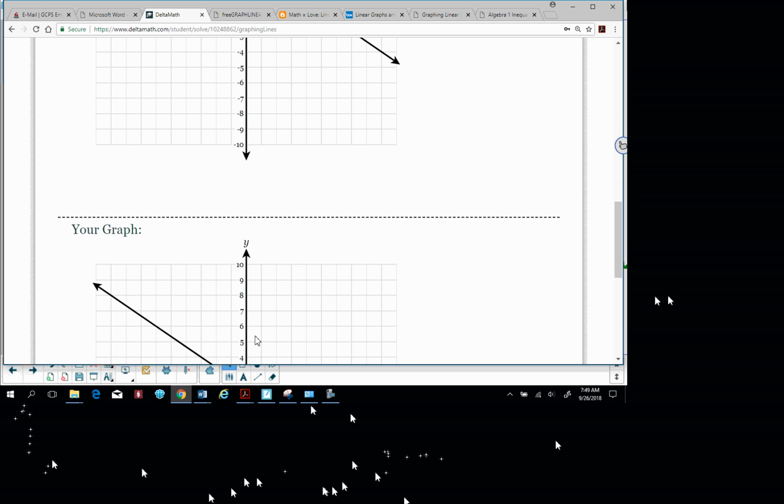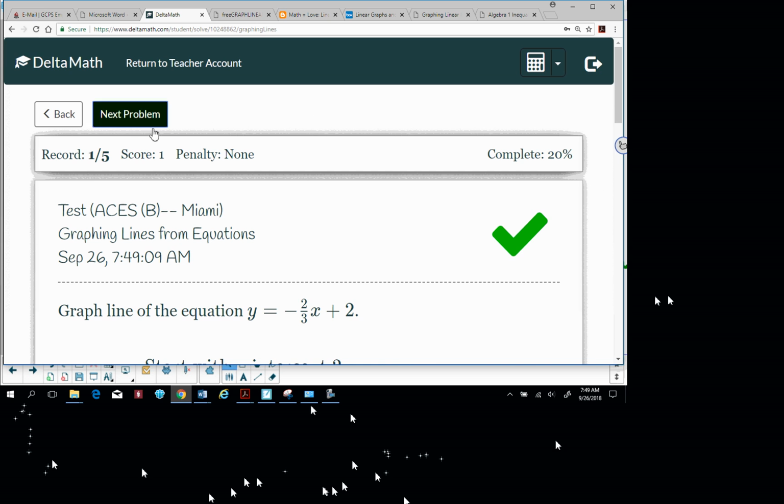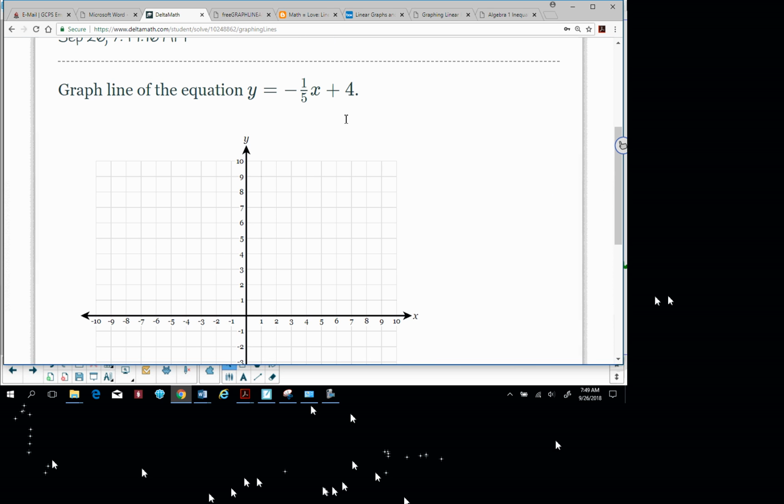And so I'll show you one more. How do I get that? So where would I start at? What's my y-intercept? 4. So I plot it on there. Down 1 because it's negative, and always to the right 5. So we go down 1 over 5.